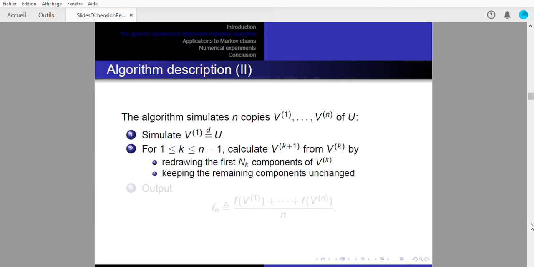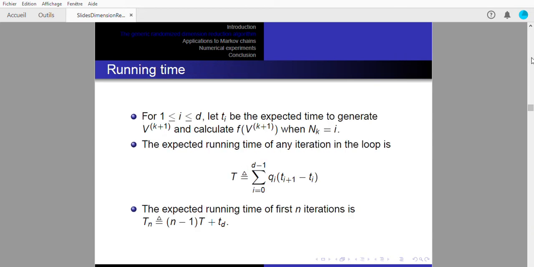And now for iteration k, where k is between 1 and n minus 1, we calculate v_{k+1} from v_k by changing the first n_k components of v_k, and we keep the remaining components unchanged. So here we draw n_k, a random variable, and we change only the first n_k components of v_k to calculate v_{k+1}. The remaining d minus n_k components remain the same. And then we output Fn, which is the average of f over the vectors v1 up to vn. Okay, so this is the algorithm.